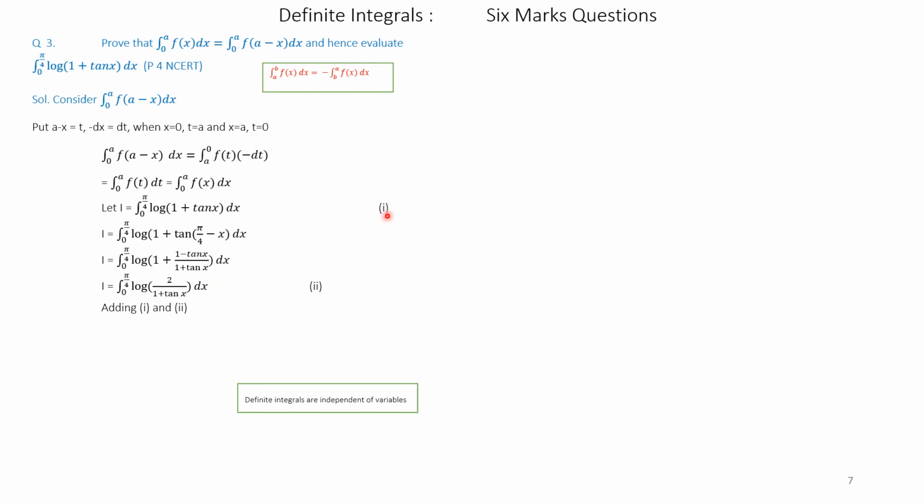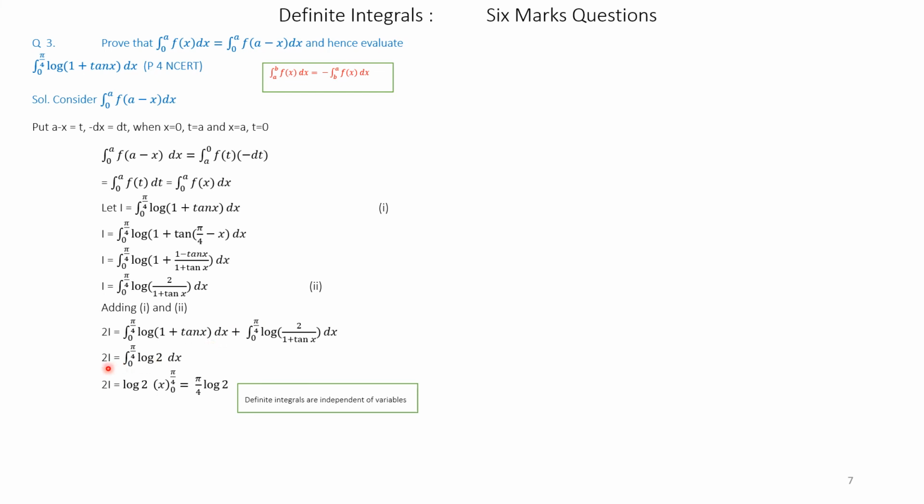Therefore, adding 1 and 2, we get 2I is equal to the integral from 0 to pi by 4 of log of (1 plus tan x), this is equation 1, plus equation 2, that is the integral from 0 to pi by 4 of log of 2 divided by (1 plus tan x). Because this denominator gets cancelled with the first term, the remaining is the integral from 0 to pi by 4 of log of 2 dx.